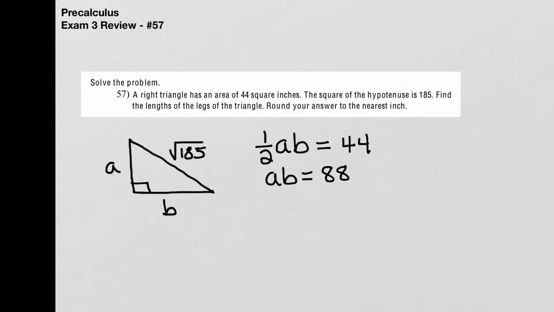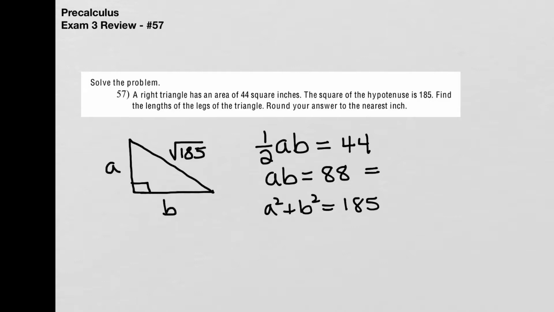And my second equation is going to use the Pythagorean theorem. So I have A squared plus B squared equals C squared, which is the 185. So now I can use these two equations in order to find A and B.